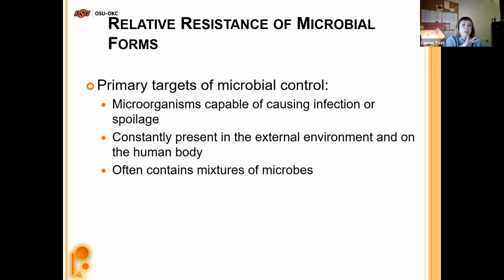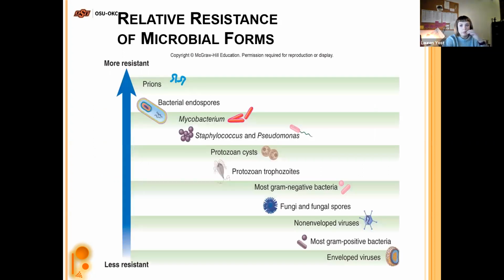It's a useful chart. Primary targets of microbial control. We're going to want to get rid of microbes that are capable of causing infection or any spoilage. Like if we're trying to treat food to make it more user-friendly, like milk. Microbes are constantly present in the environment and on the human body, right? We want to get rid of all of that too, because we don't want it to grow. Like the stuff in my body that I'm touching your food with, you don't want it to grow. And often when we're talking about any surface that we're treating, it's going to have a mixture of different kinds of microbes. So you want to be sure you're being broad.